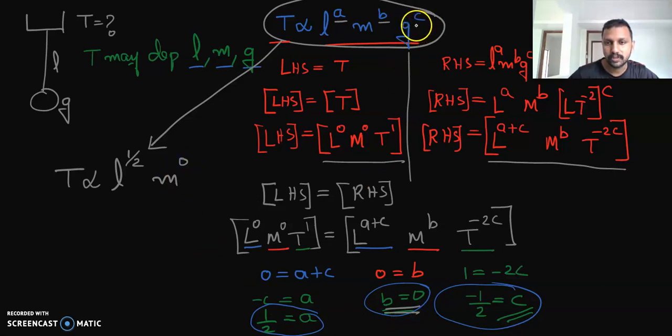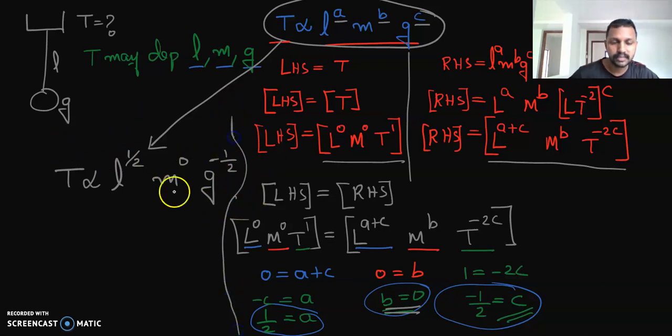G raised to C instead of C, it is minus 1 by 2. Therefore G raised to minus 1 by 2. Clear? Then I could write this in a simplified manner, that is T proportional to L raised to 1 by 2. Let it be like that.